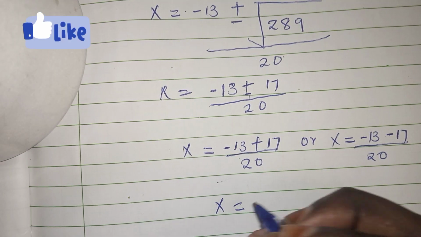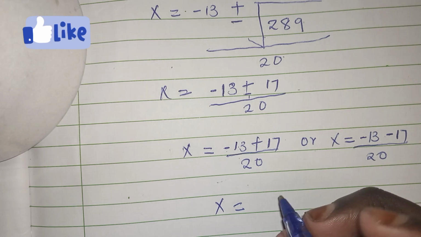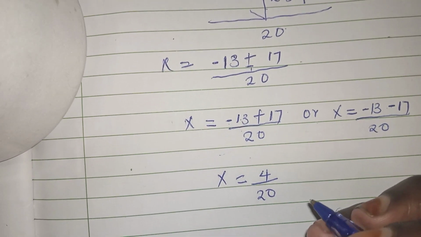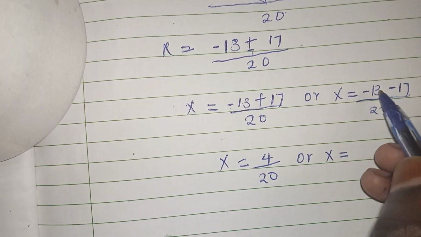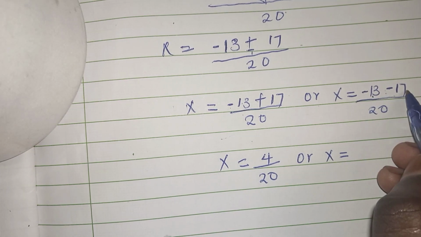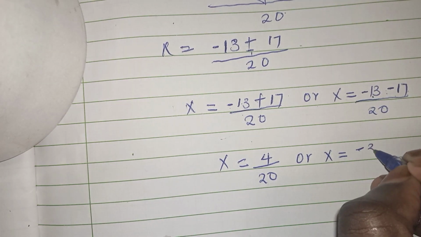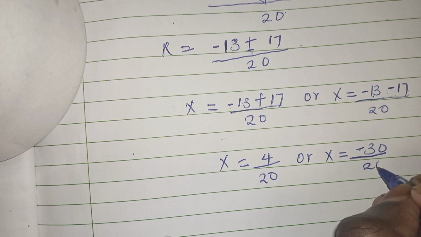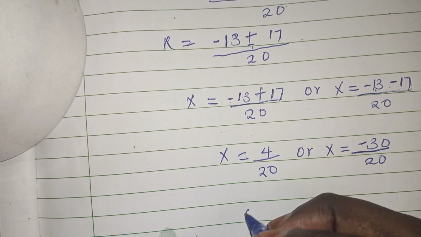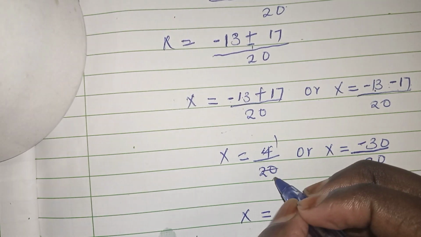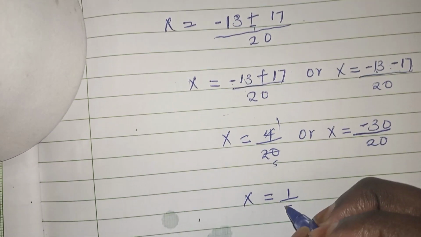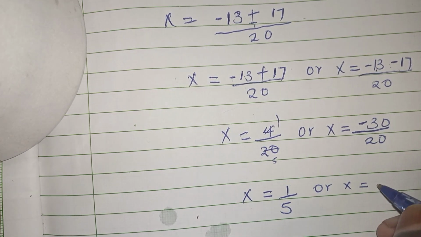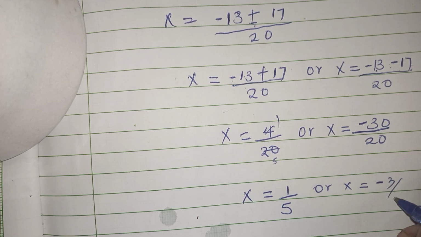x is equal to negative 13 plus 17. This is 4. 4 over 20. Or x is equal to negative 13 minus 17. This is negative 30. Right? Over 20. So let us simplify further. x is equal to 4 over 20: 4 divided by 4 is 1, 20 divided by 4 is 5. x is equal to one fifth. Or x is equal to negative 30 over 20. This is negative 3 over 2.